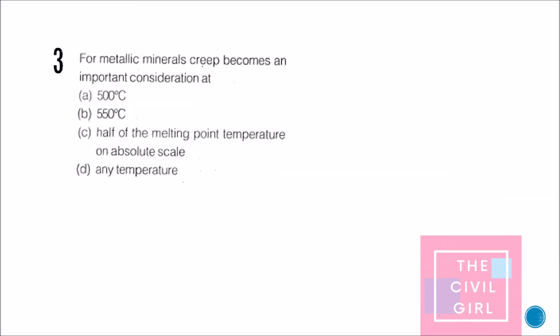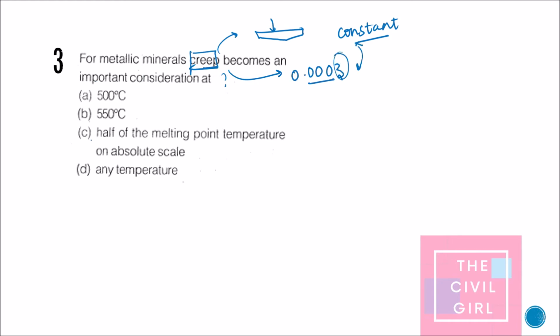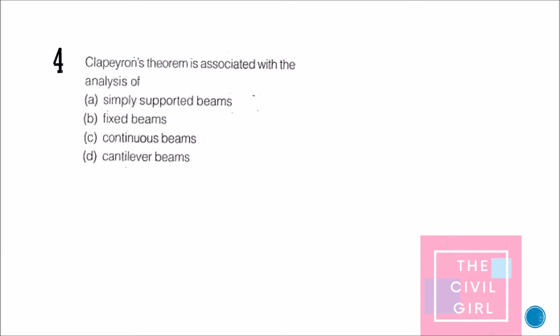For metallic minerals, creep becomes an important consideration at what? Creep is the deflection or deformation in the material due to constant load over a period of time. Another thing we have seen is that the maximum value of creep can be 0.0003. The answer is half of the melting point. When the metal reaches half of the melting point temperature, creep has to be considered.